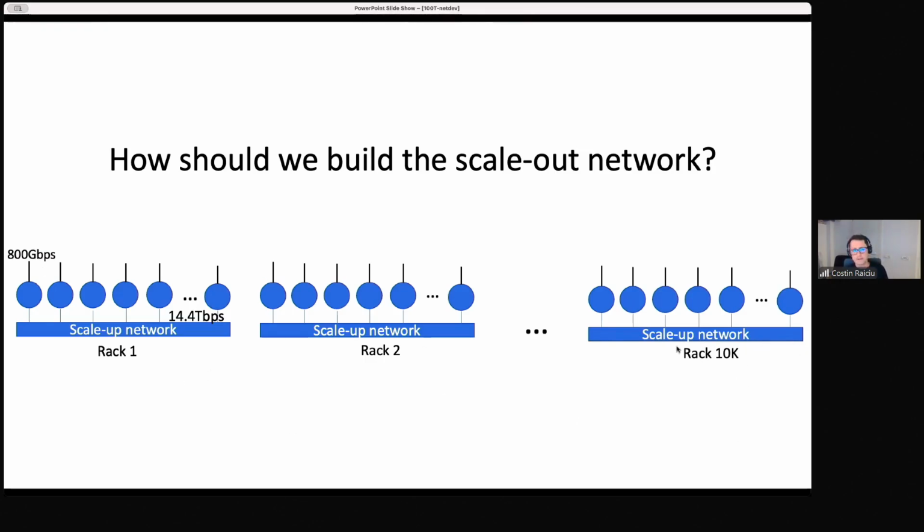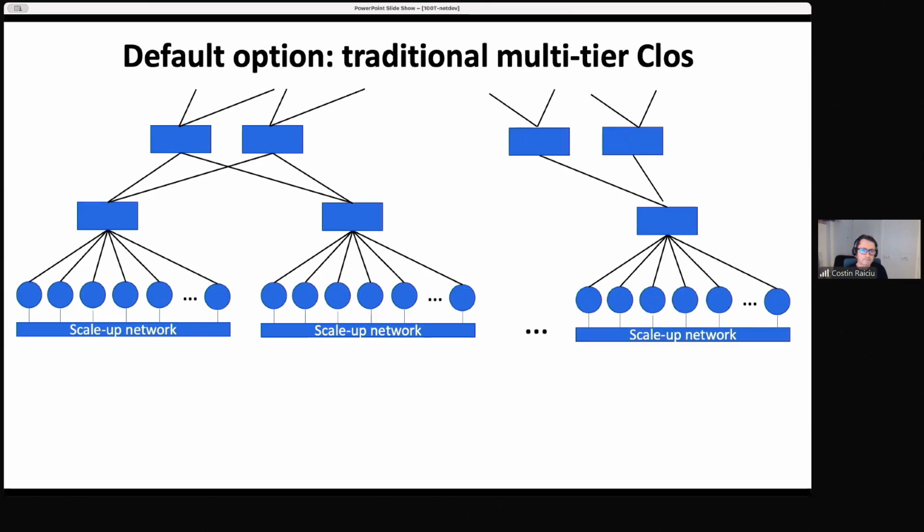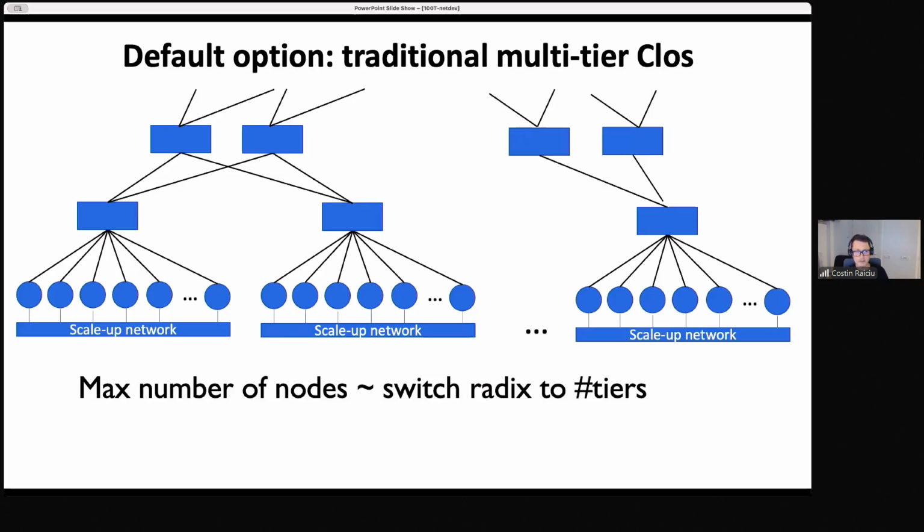So this is basically what you're trying to build. You've got 10K racks and you have 800 gig links. The theory is very simple. All of these big cloud companies have built multi-tier Clos networks with 4 or 5 tiers or whatever, where everybody talks to everybody, and you have enough capacity. Well, it turns out that if you try to do the same for ML networks, this is very, very expensive.